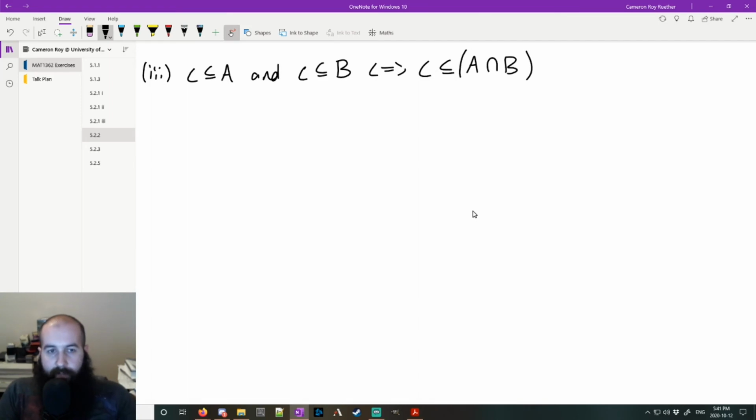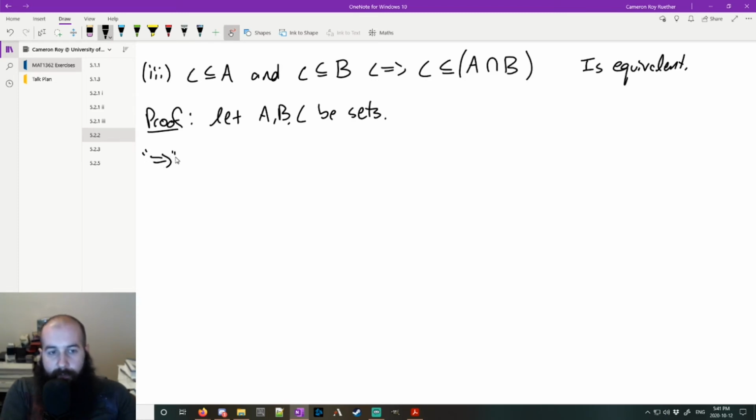Part 3 asks if C being a subset of A and a subset of B is equivalent to C being a subset of the intersection, A intersect B. Now this is true. This is equivalent. So since it's true, we can prove it. So let A, B, and C be sets.